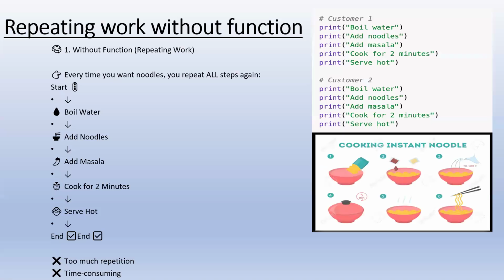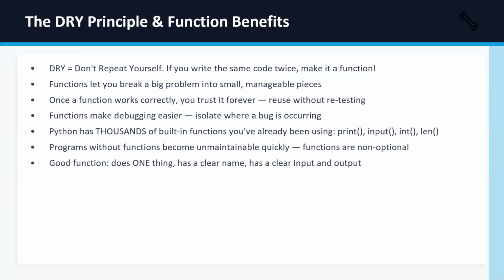For example, a function is nothing but "don't repeat yourself." If you want to write the same code twice or many times, then what we are going to do is write that set of code inside a function, and we can call the function so that we don't need to repeat that set of steps. That is the main purpose of writing a function. Functions let you break a big problem into small manageable pieces.